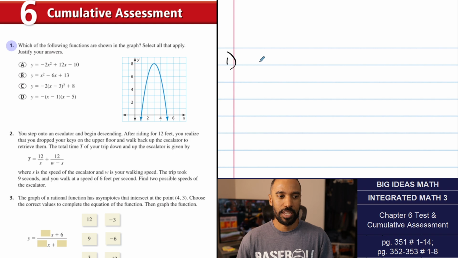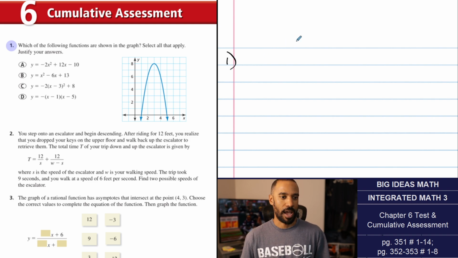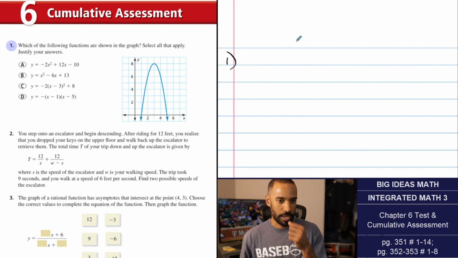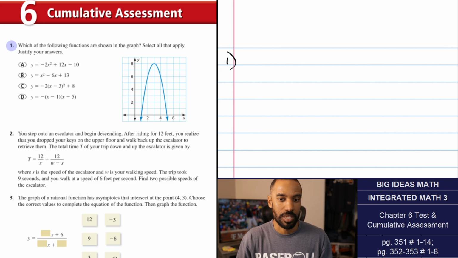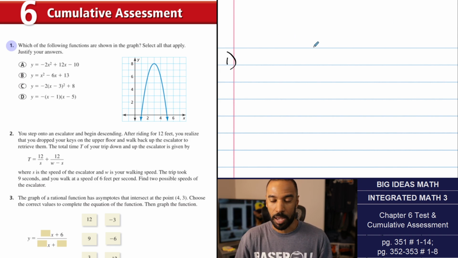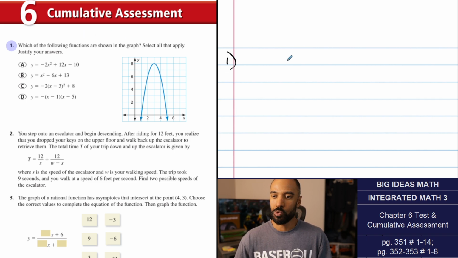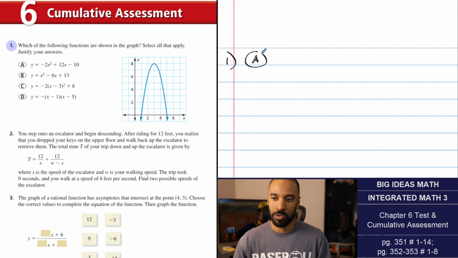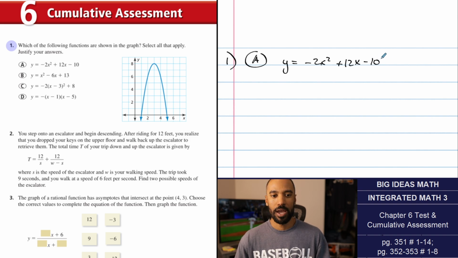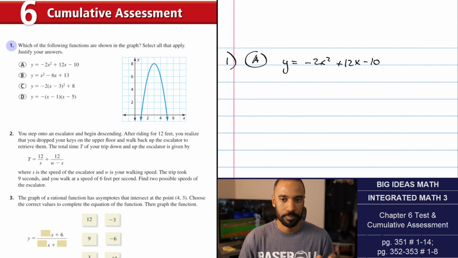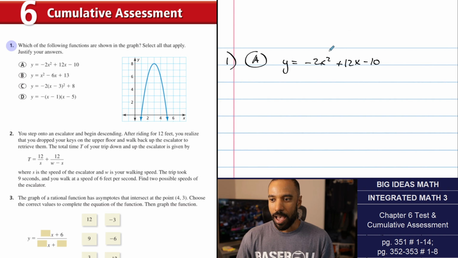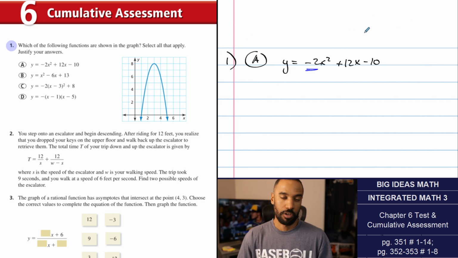Number 1 says, which of the following functions are shown in the graph? Select all that apply. Justify your answers. All that apply? Oh, because they have different forms. Honestly, I don't remember the chapter this is from, so I can't help you there. Let's look at these one at a time. As far as A goes, y equals negative 2x squared plus 12x minus 10. One way that I could know it could be the same: the A value being negative and this graph being upside down means there's a chance. What I really want to look for is the vertex.